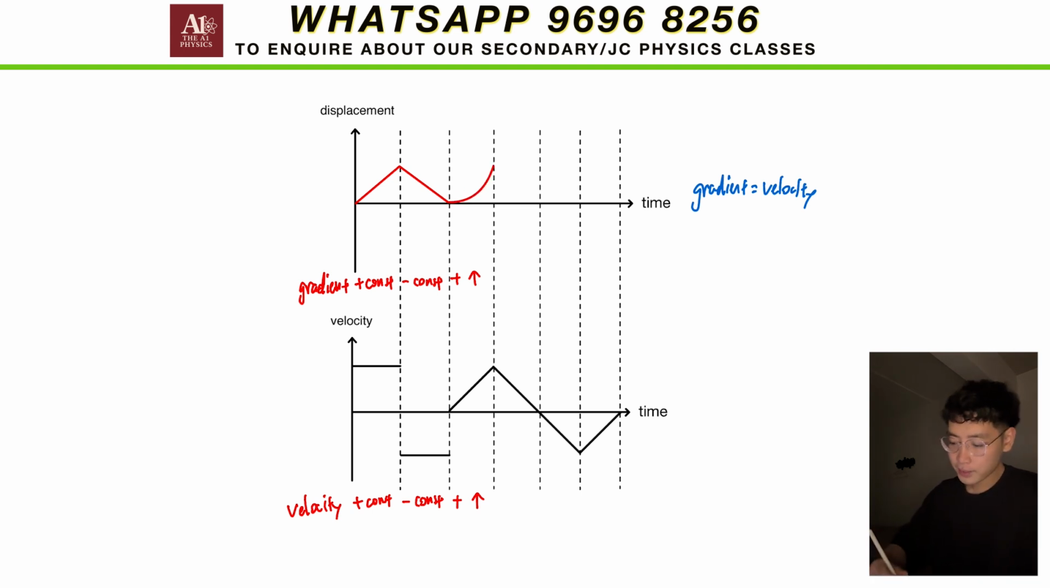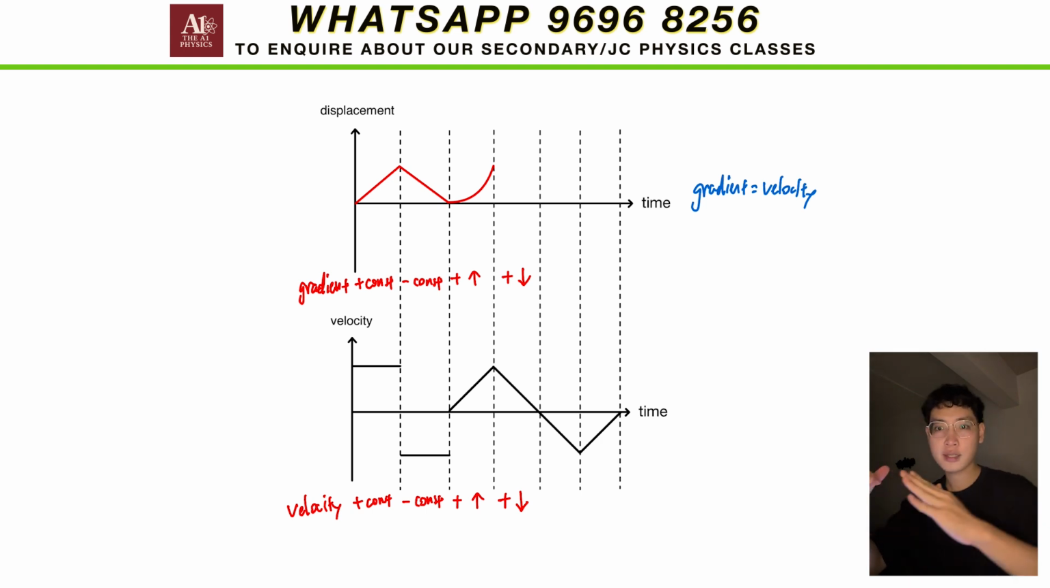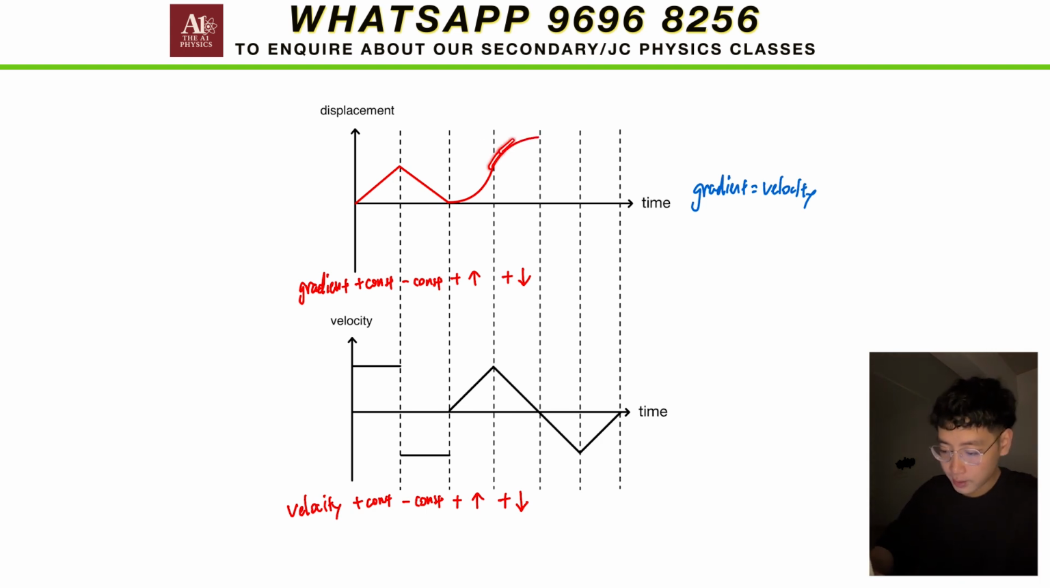Now over here, my velocity is still positive, right? My velocity is still above the x-axis. It's still positive, but now it's getting smaller. So it will be positive and decreasing. So my gradient will be positive and decreasing. How does that look like? Positive gradient means slope upwards. Decreasing gradient means the slope is getting less and less steep. So it will be a curve downwards like this, right? My slope is getting less and less steep.